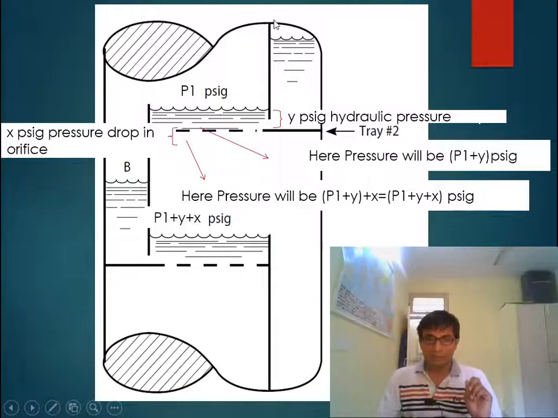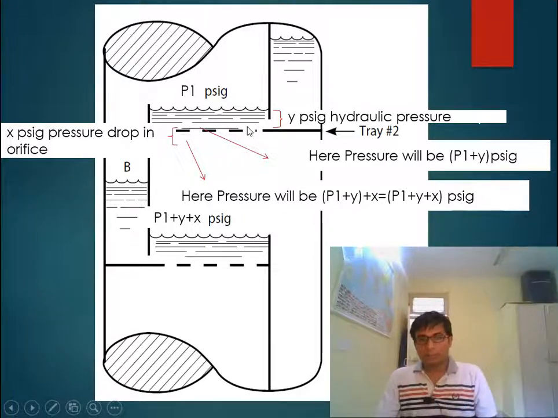The normal path of the liquid is that liquid will flow from the upper downcomer of a tray and pass through the tray, I mean there will be cross flow of liquid on the tray, and it ultimately drops into the lower downcomer. Now this is the usual or normal path.